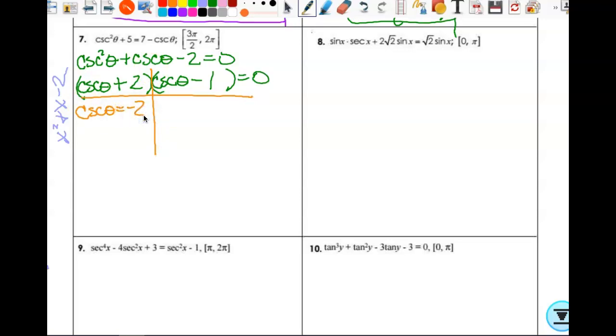What is cosecant the reciprocal of? Sine. So that means that sine is equal to negative 1/2. My interval here, we're going from 3 pi halves to 2 pi. Well, sine is negative in that quadrant, so that's good. What's the reference angle? What is the reference angle that gives me a sine value of 1/2? Pi sixths. So my fourth quadrant pi sixths angle is 11 pi sixths.